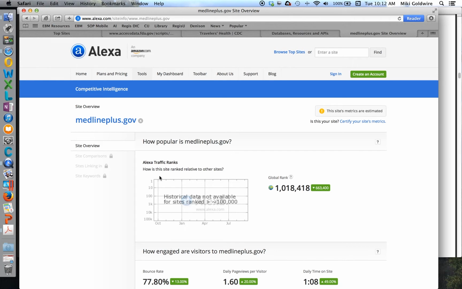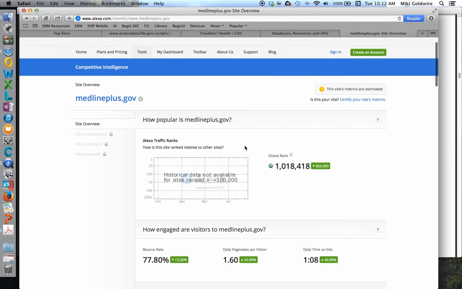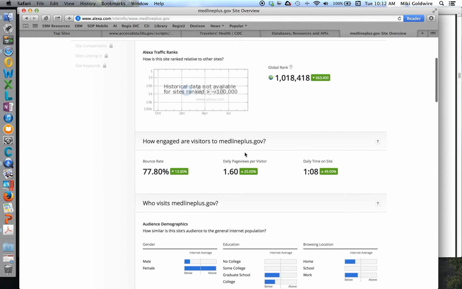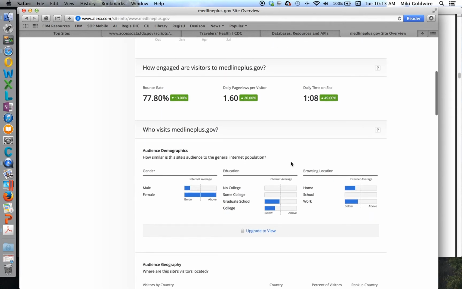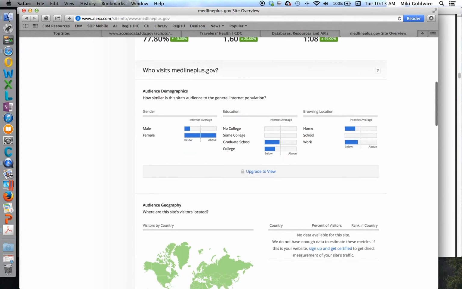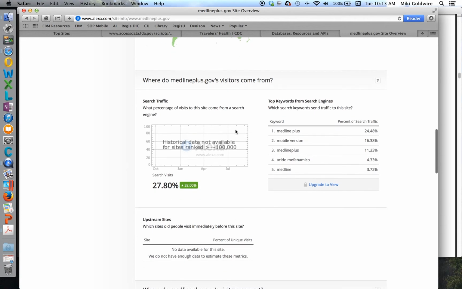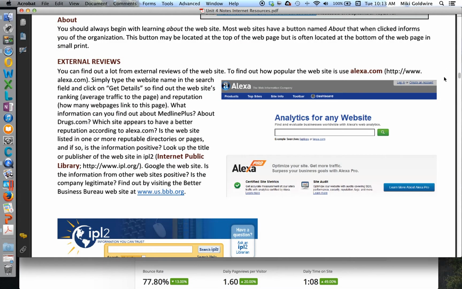So we can see how popular medlineplus.gov is. Global rank, oh, it's over 1 million. How engaged are visitors to Medline Plus? Page views per visitor, 1.6. Daily time spent on the site. Audience demographics, most of them are female. And then, if available, it provides you more information. So again, Alexa.com is just another source where you can get information about websites.